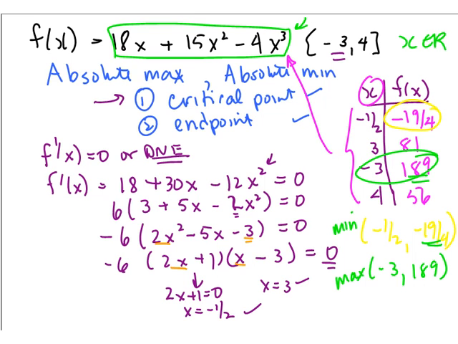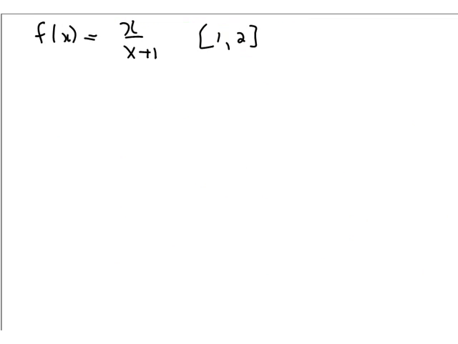Now we started with a polynomial and we're going to move on to something that's a bit more complicated. So again, I want to find the absolute max and absolute min. So I'm going to have to find the critical points and I'm going to use the endpoints. Those are my two steps. So critical points. Before I do that, I'm going to figure out the domain. So x cannot equal negative 1 because otherwise you're going to divide by 0.